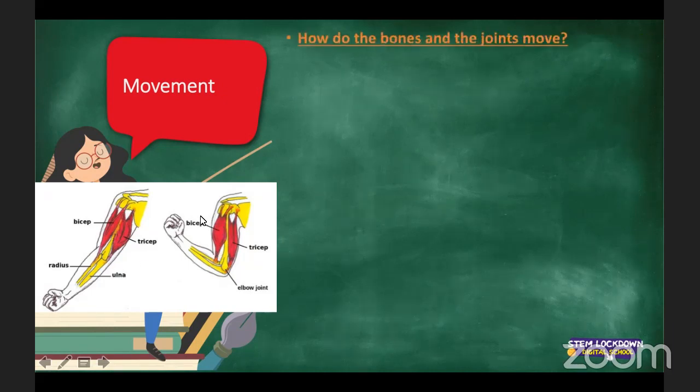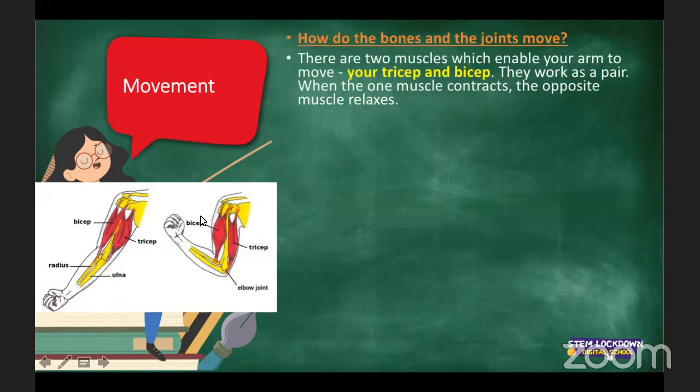Let's look at the following one then. There are two muscles which enable your arm to move. There's a bicep and there's a tricep. They work as a pair. When one muscle contracts, the opposite muscle relaxes. They work as a pair.